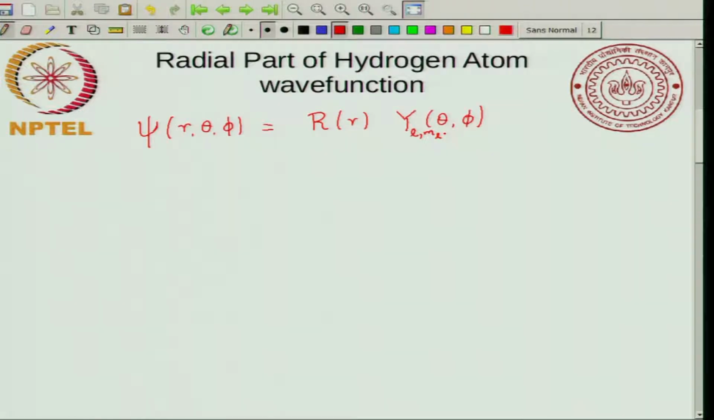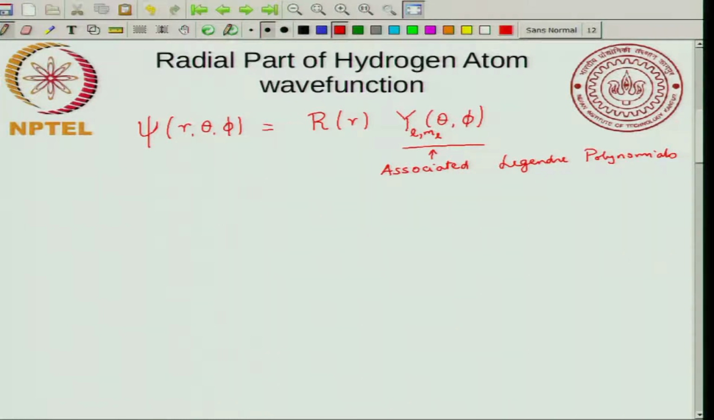So, these are related to associated Legendre polynomials. You can solve these using the power series method. Now, the radial part, so the radial part is what we are going to focus on today. So, let us write the Schrodinger equation.